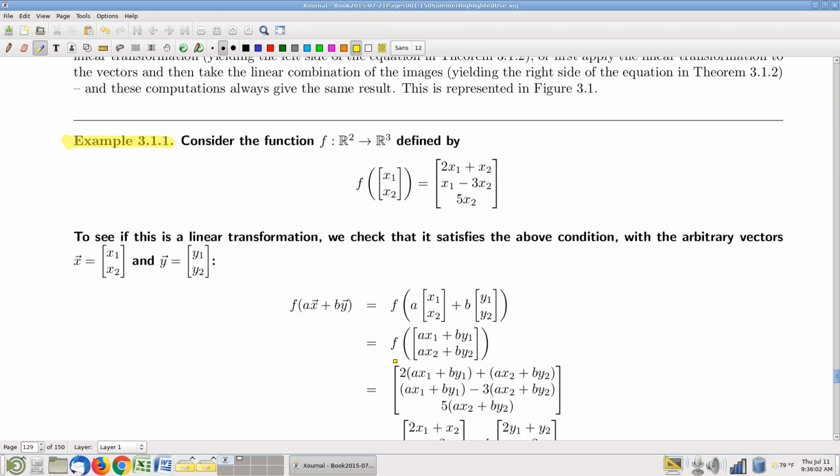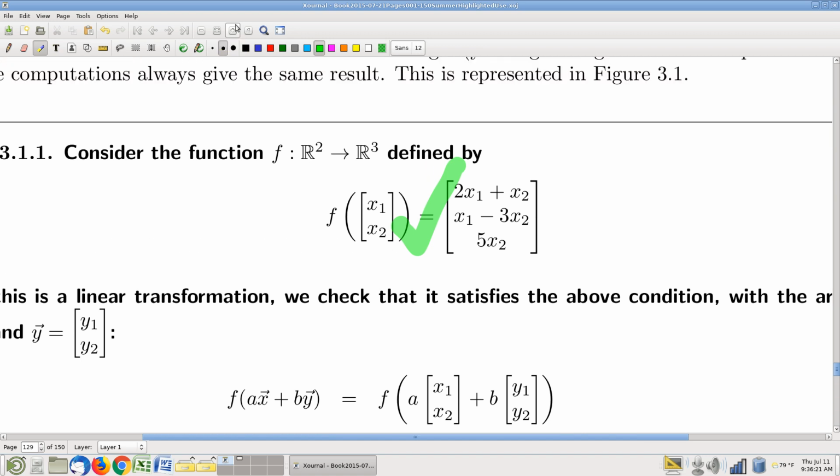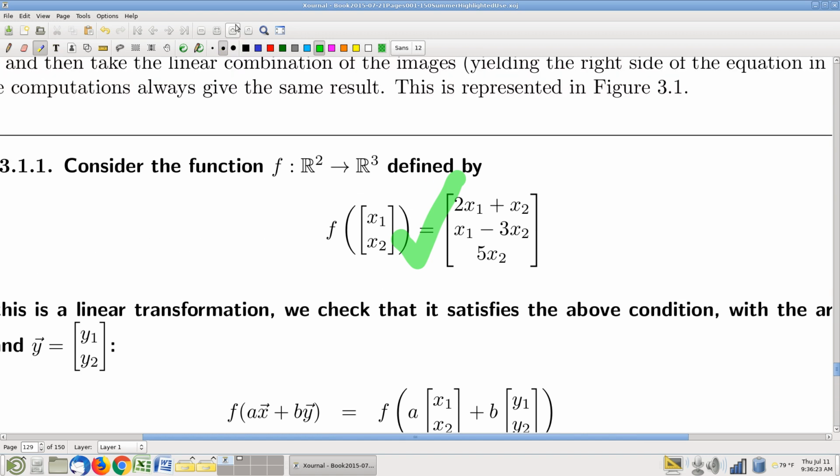Okay, now let's get our hands dirty and actually show directly, brute force. Sometimes you have to do this. Brute force demonstrate that a function is a linear transformation. It is very, very far from obvious, but I claim that this function right here is a linear transformation. And we're going to prove this directly from the definition.